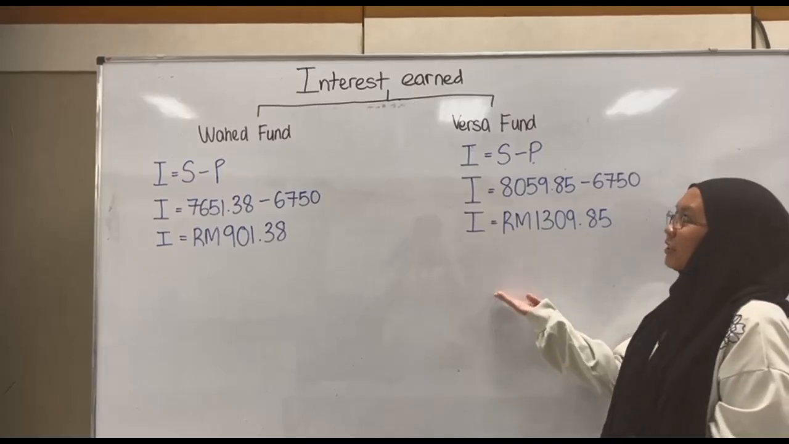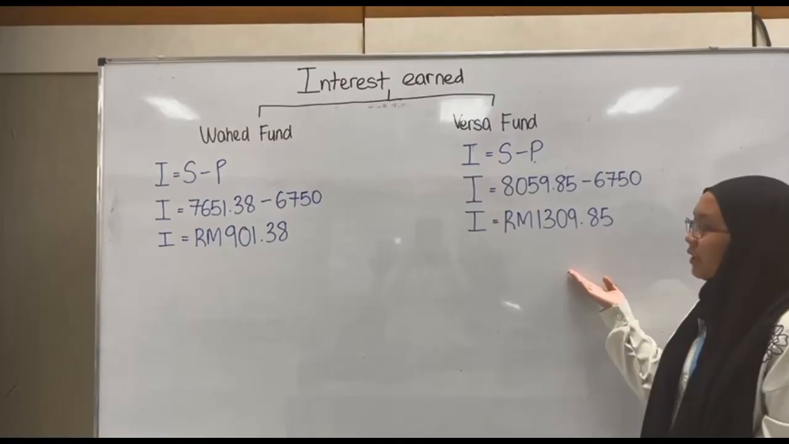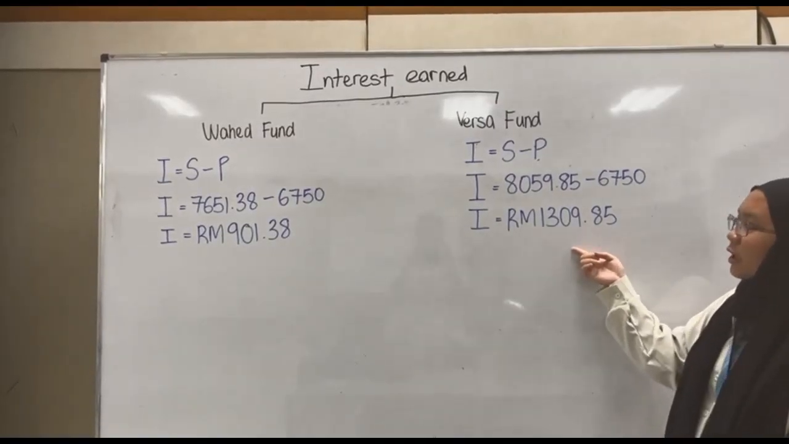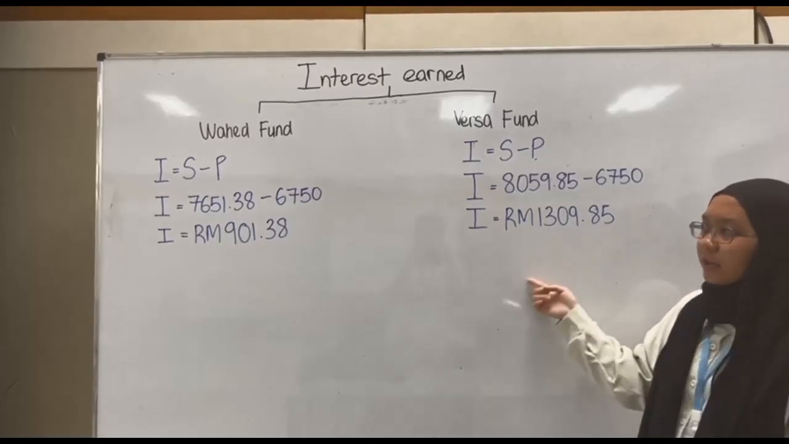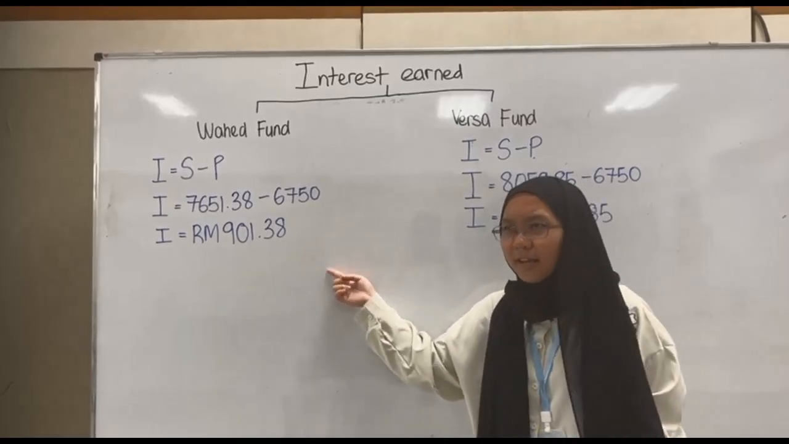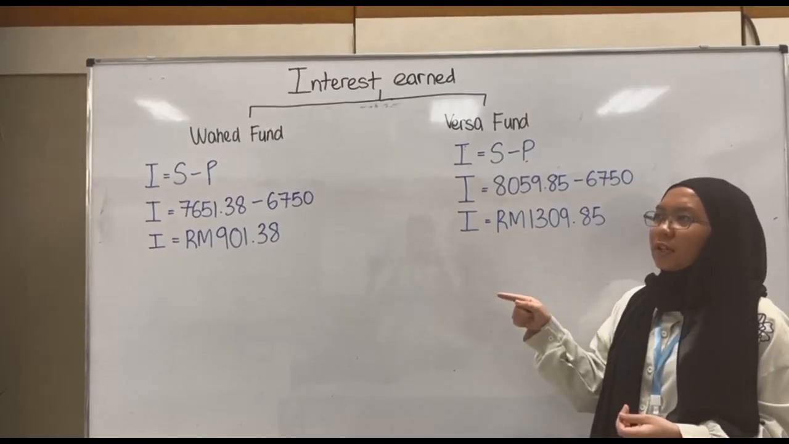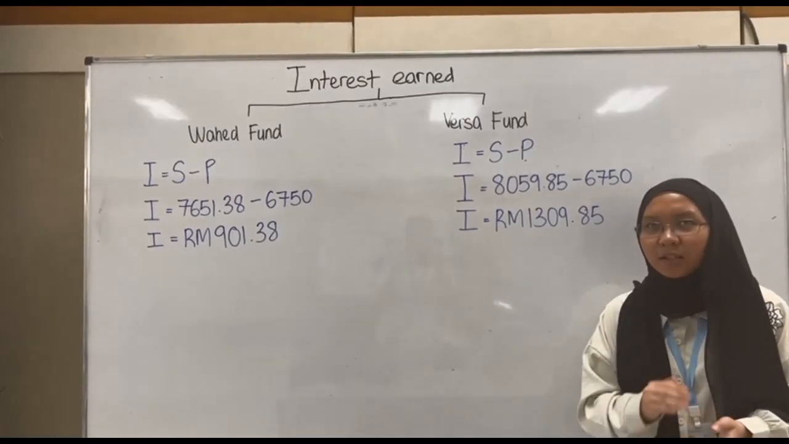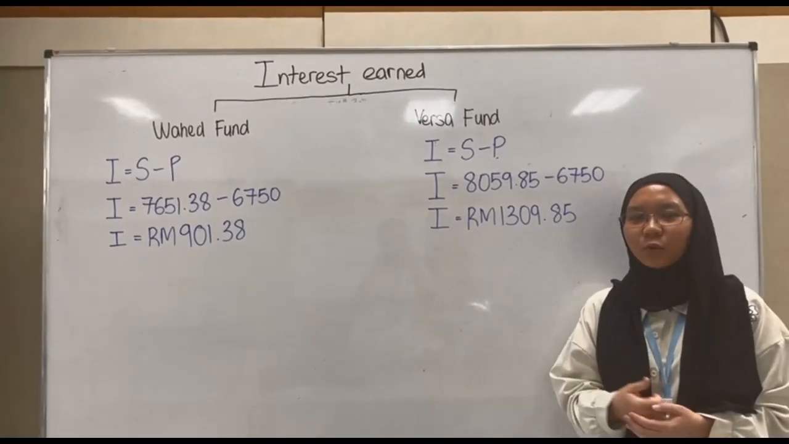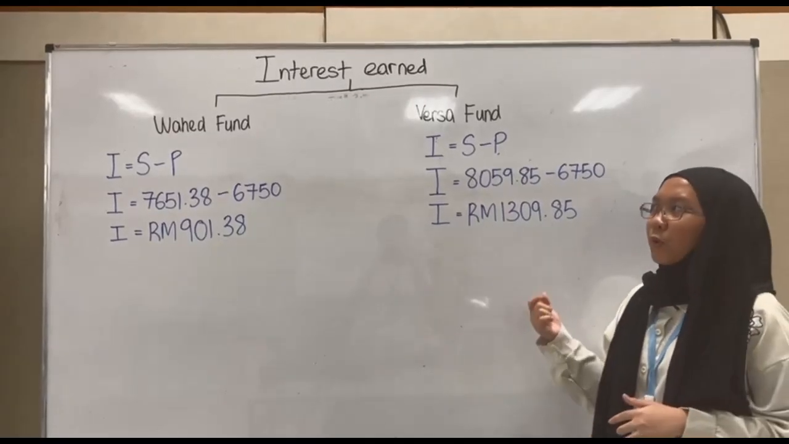This is the interest earned between Wahid Fund and Faisal Fund. Based on this answer, Faisal Fund offers a better deal, which is the interest of 30,009 ringgit and 5 cents, higher than Wahid Fund, which offers interest of 901 ringgit and 38 cents. So based on these two from the same principal, the higher interest is the best investment. This is due to Faisal Fund's higher nominal interest rate compared to Wahid Fund.